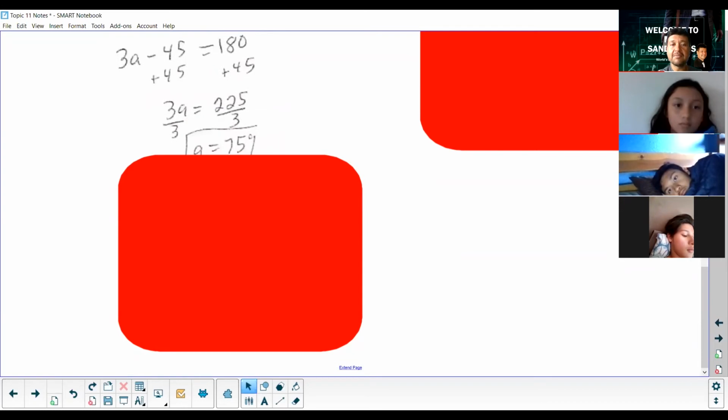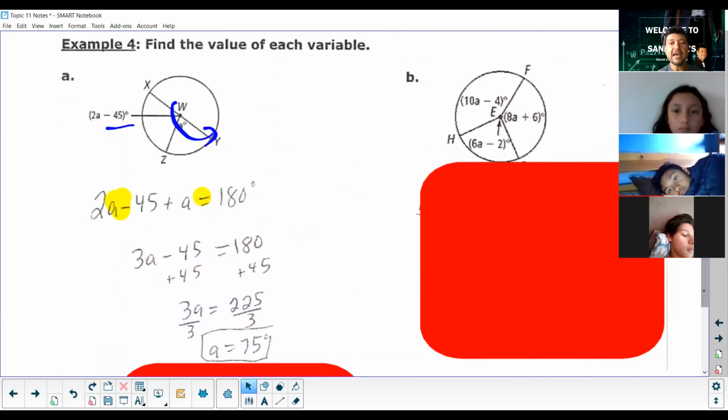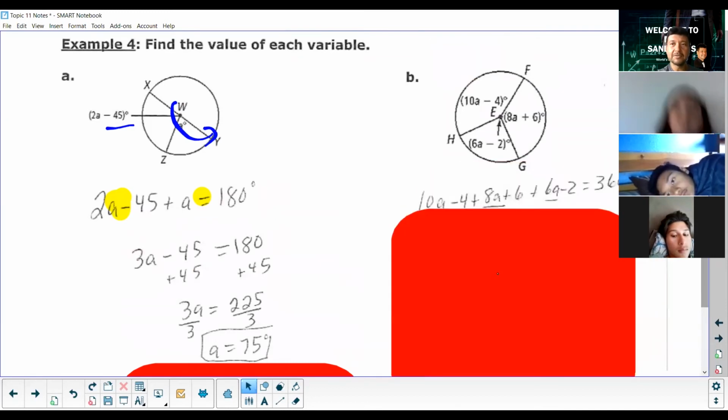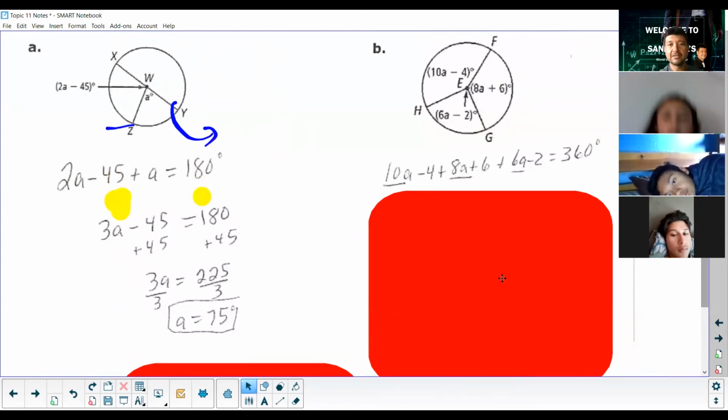All right, now let's do the same thing with the next one. Okay, now, does anybody have an idea how to solve this one? Okay, well, 10a minus 4 plus 8a plus 6 plus 6a minus 2 equals 360. Exactly, yeah, and that's actually what's here too. Let me see if I can move this a little bit. Oh, there we go. So you're right. Now, notice how all of these right here are underlined. You know why they underline these? Because they're common terms. Yeah, so you could add them all together, right?